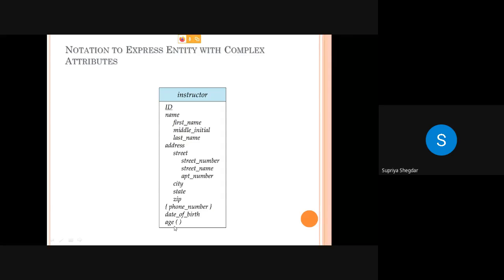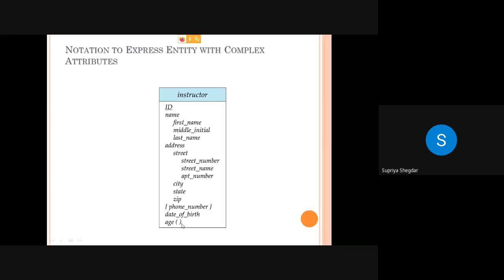As we know, the age is our derived attribute, so we can write the name of the attribute and the brackets, like we write a function. So we can write age and the blank brackets. It is nothing but the derived attribute. Understood? So the complex attributes are represented like this: if it is a simple attribute, then we write just the name of that simple attribute.